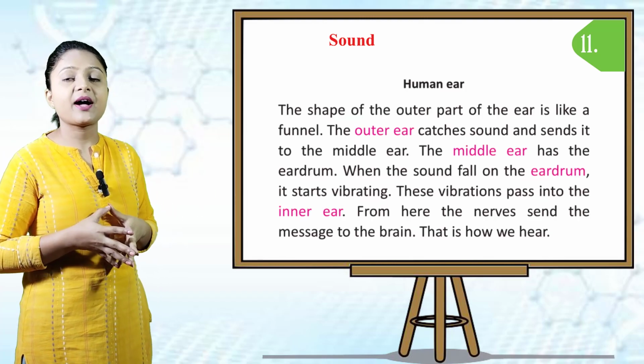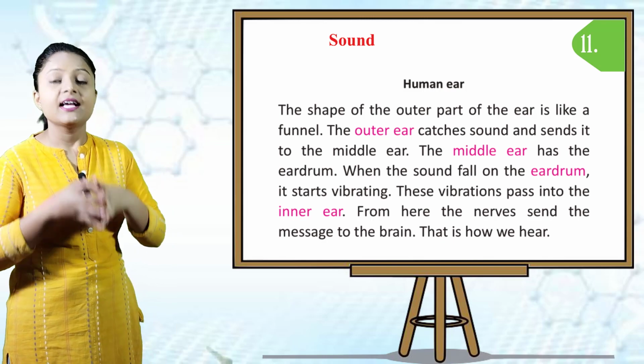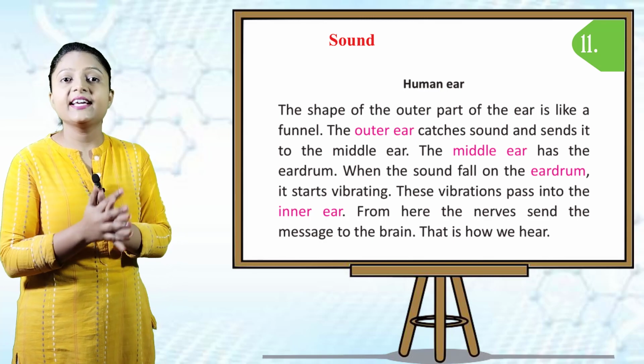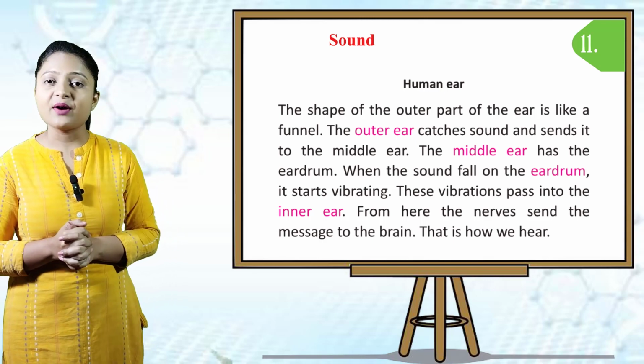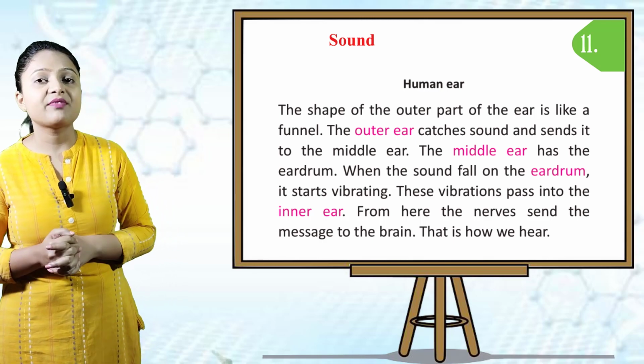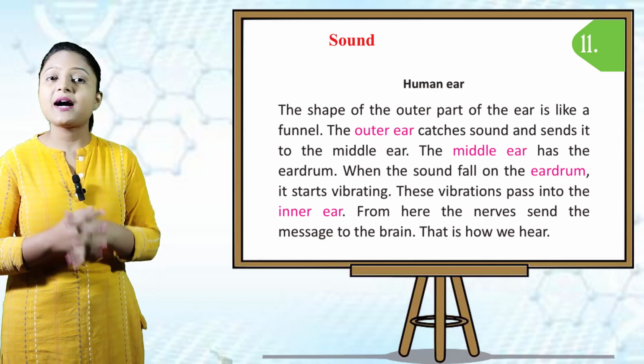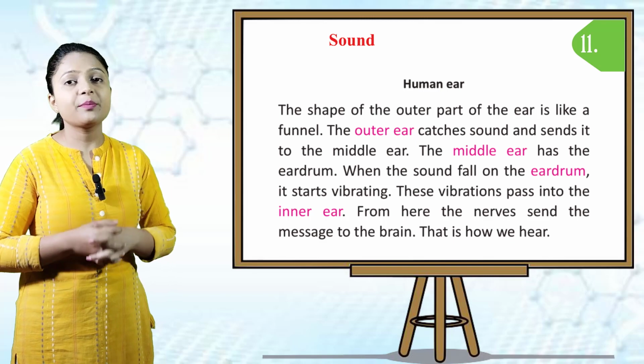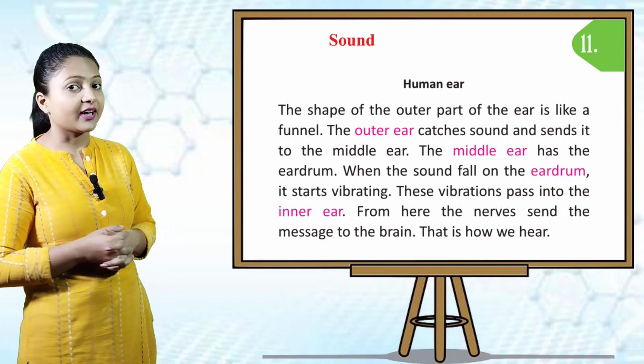The shape of the outer part of the ear is like a funnel. The outer ear catches sound and sends it to the middle ear. The middle ear has the eardrum. When the sounds fall on the eardrum, it starts vibrating. These vibrations pass on to the inner ear. From here, the nerves send the message to the brain. That is how we hear.